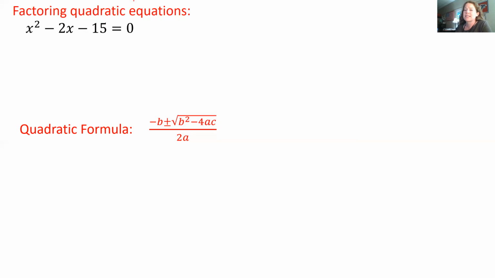I always think of that song. It's set to the tune of, I think, Row, Row, Row Your Boat. I know you don't want to hear me sing, but this is how I remember. Every time I write the quadratic formula, I sing it like this: negative b, plus and minus the square root of b squared minus 4ac, all over 2a.